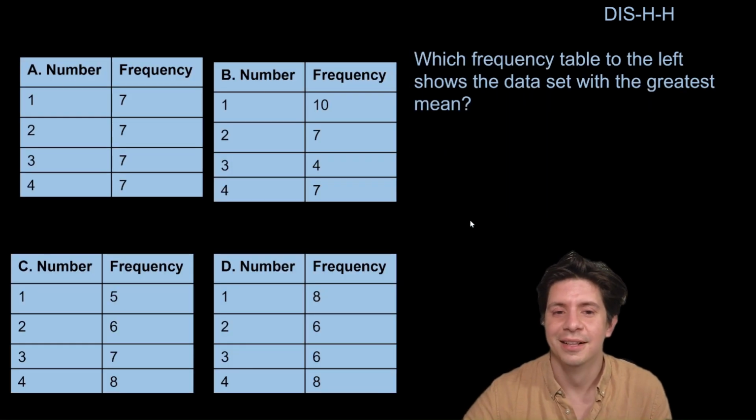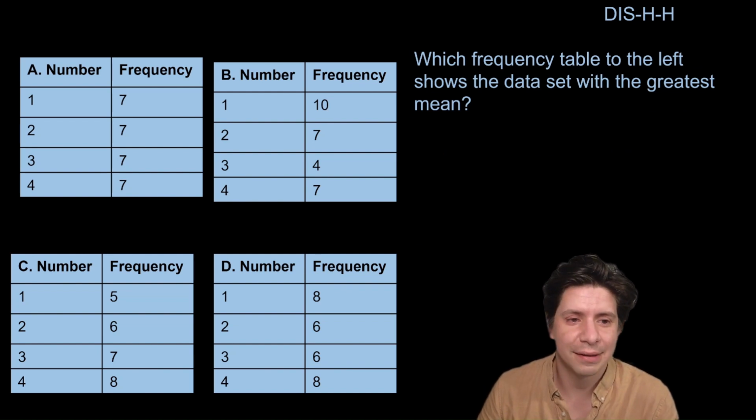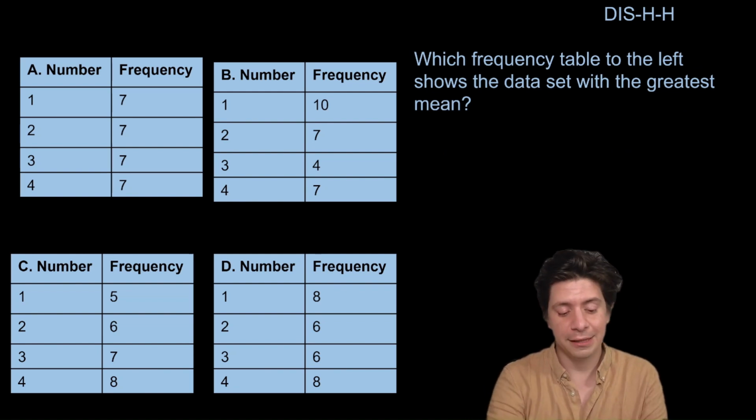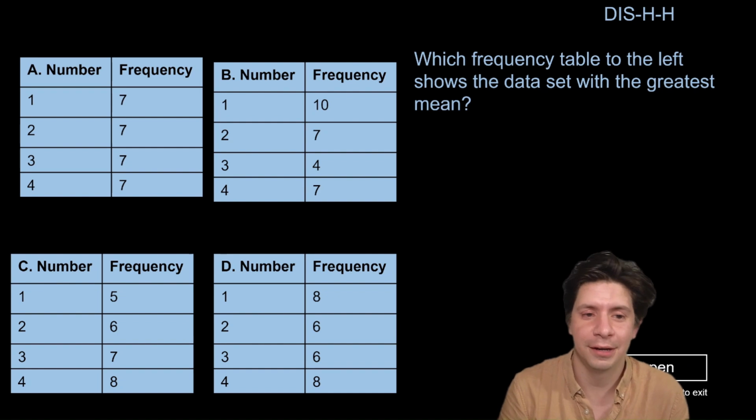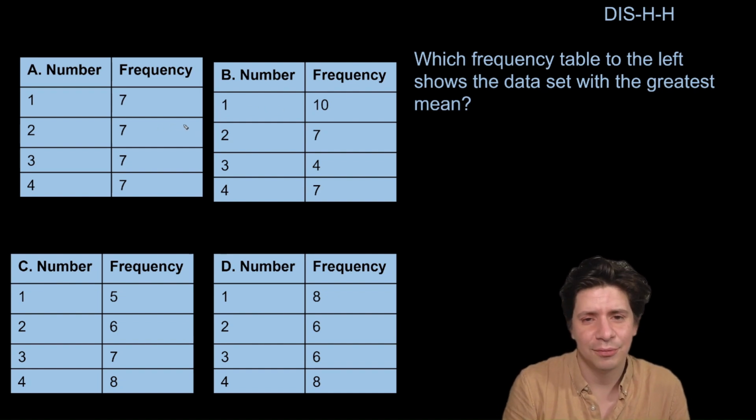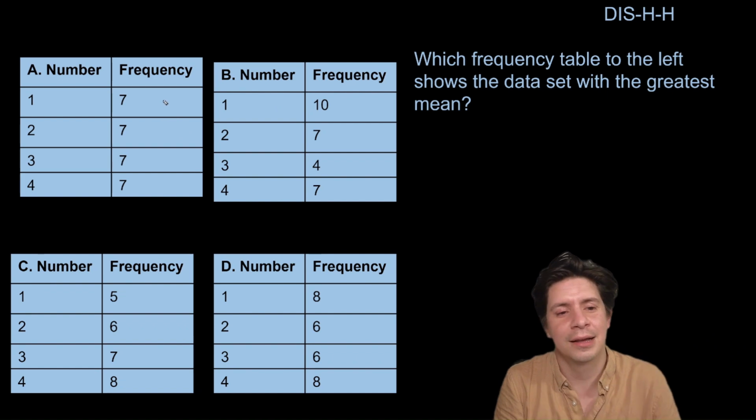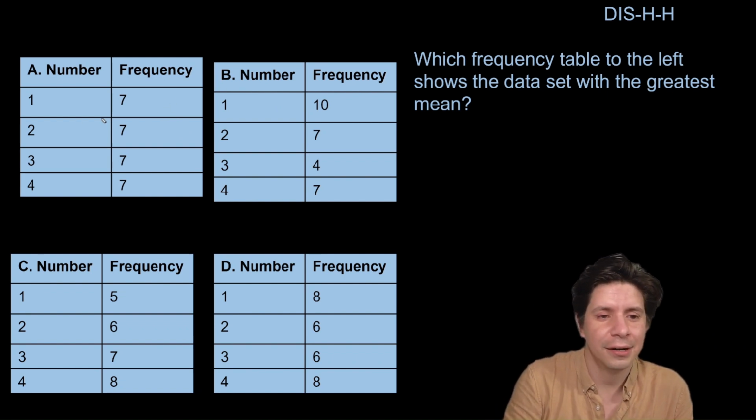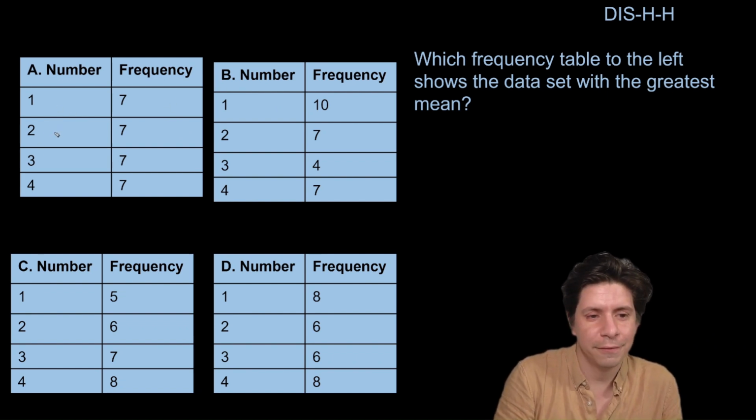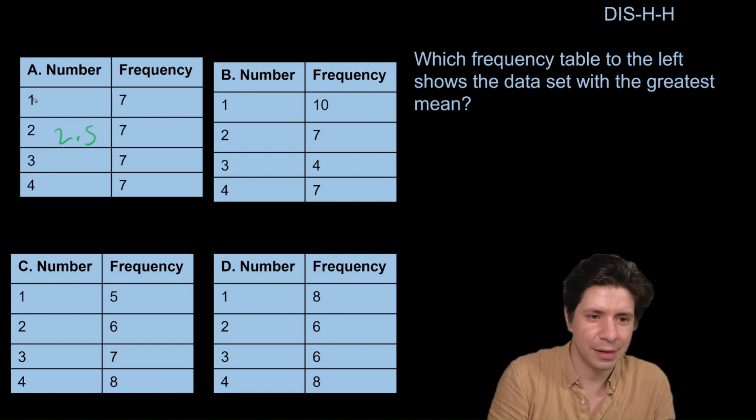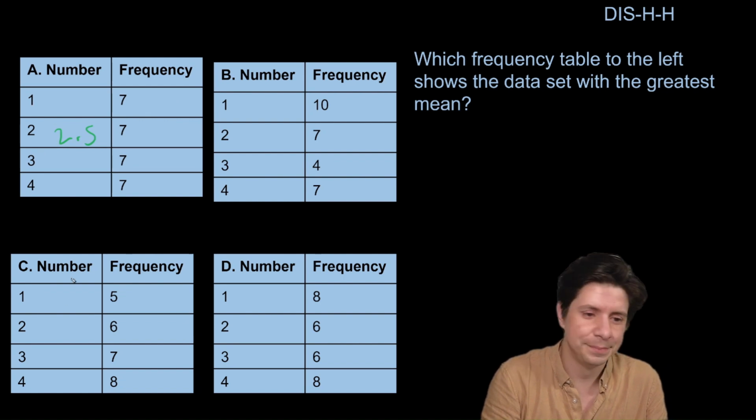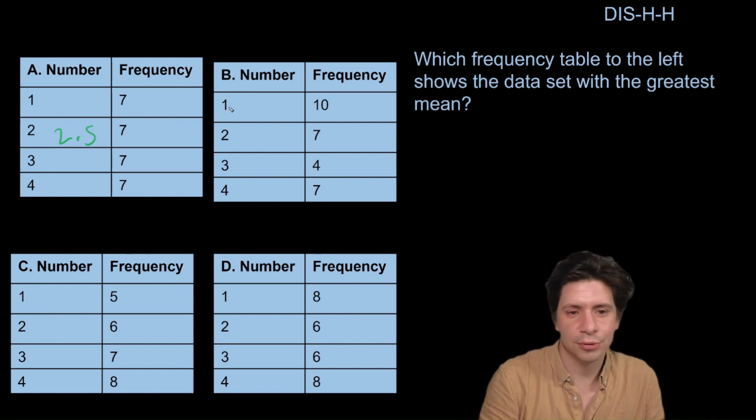All right. Then we have which frequency table to the left shows the dataset with the greatest mean. Are we going to find the mean? You bet we're not finding the mean. Because why do all that work? We're going to study the distribution and think about it. The mean here is going to be 2.5. So I guess I found it, but not really doing the math because it's perfectly distributed even. You see how they're all 1, 2, 3, 4, 1, 2, 3, 4, 1, 2, 3, 4.